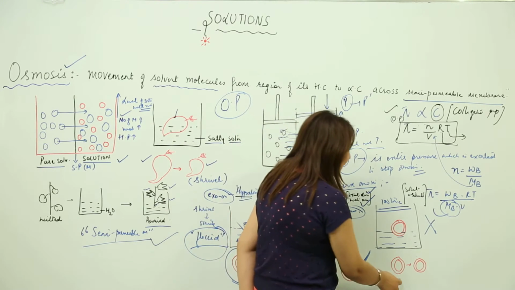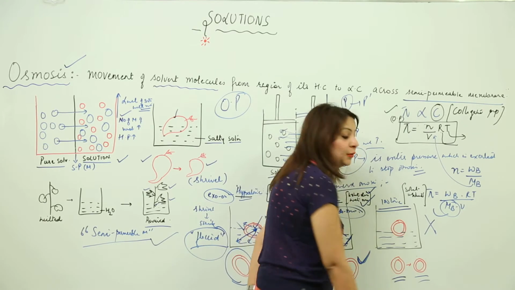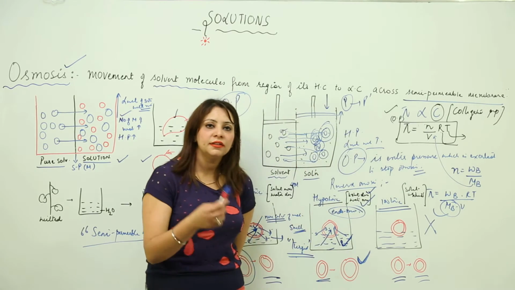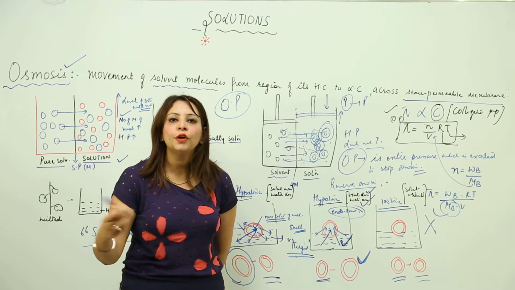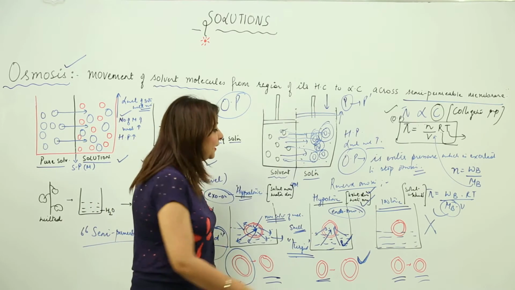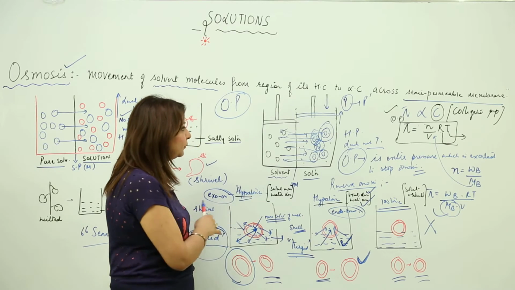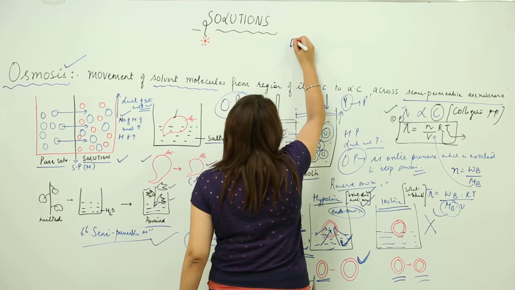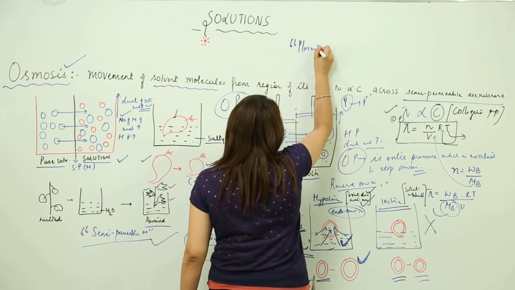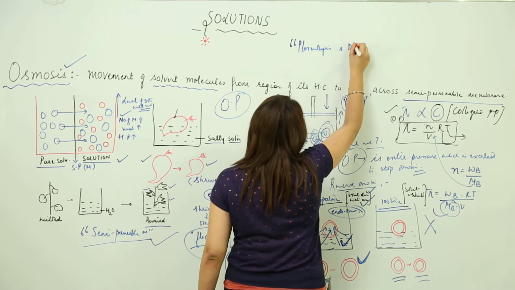And when I kept it in isotonic, it remains the same, because water moved neither from the cell to the solution nor from the solution to the cell. So that means it is kept as it is, it remains the same. This is what we have. A few more terms I have for you, that is the process of plasmolysis and deplasmolysis.